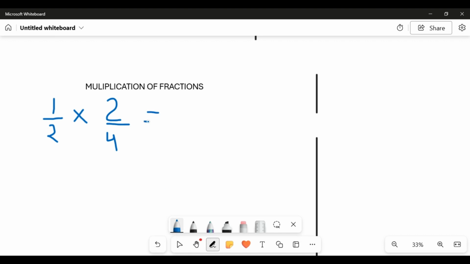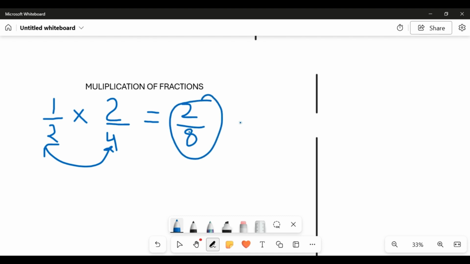1 by 2 times 2 by 4: 1 multiplied by 2 is 2. Simple calculation. Multiplication also happens in the denominator, which is not the case in addition or subtraction. So 2 multiplied by 4 is 8. So this is our answer for multiplication of fractions.